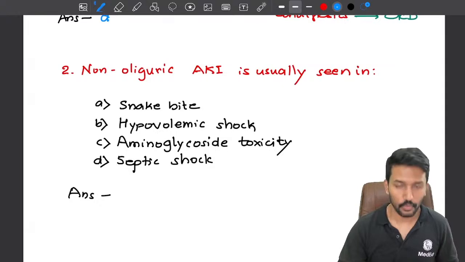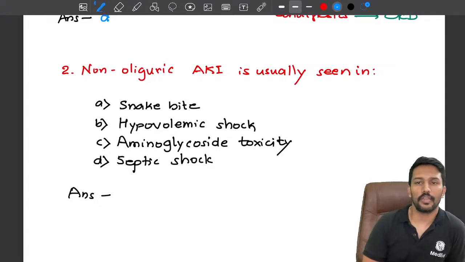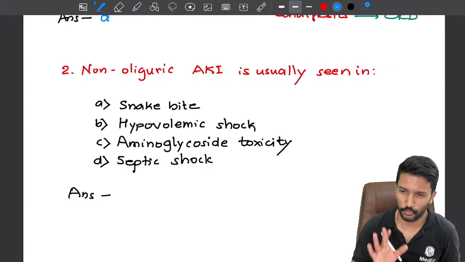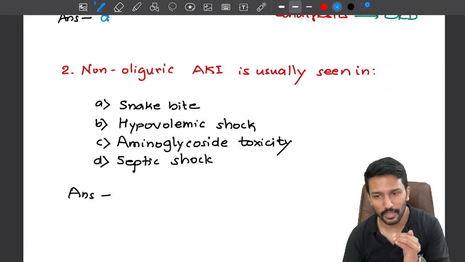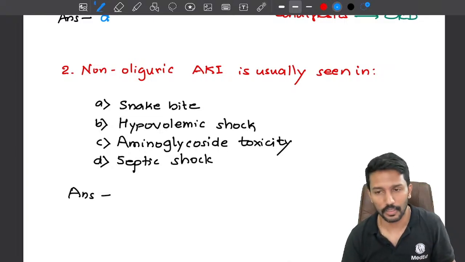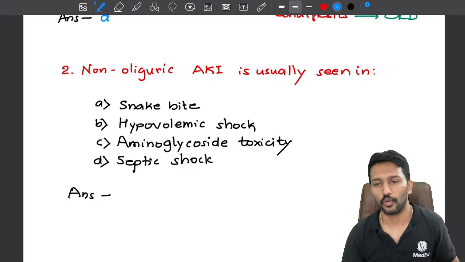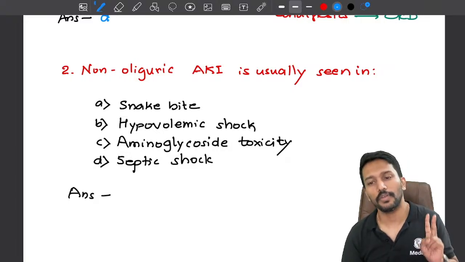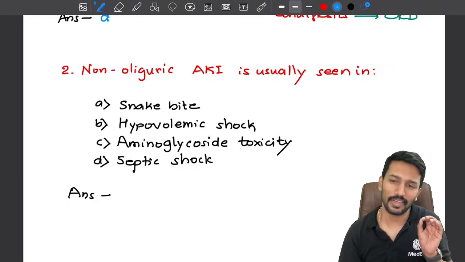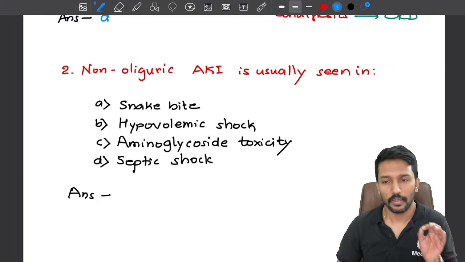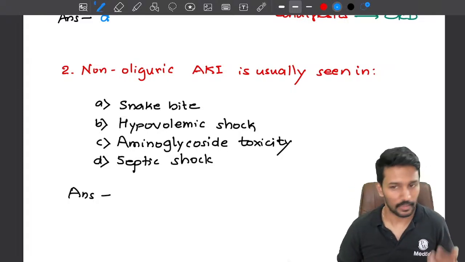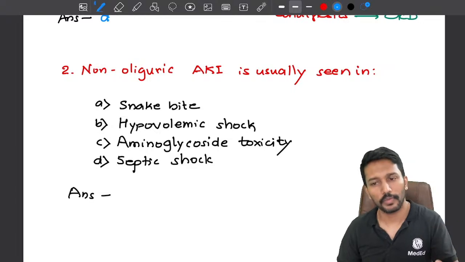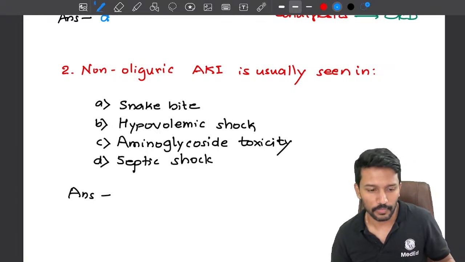Okay. Second question. Non-oliguric acute kidney injury is usually seen with. You only need to remember the answer here. In most acute kidney injury, the urine output comes down. That is why in the AKI definition itself, we have a urine output criterion. But why do we have a creatinine criterion and a urine output criterion? Because there are some conditions where the urine output will not be affected. Only the creatinine will rise. That is also AKI. We will call them non-oliguric acute kidney injury, right?